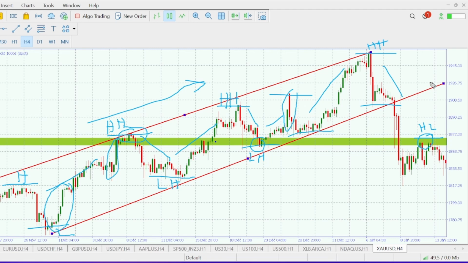You can also see here the market broke the trend line. This is a clear indication that the market is going down. The trend is over.